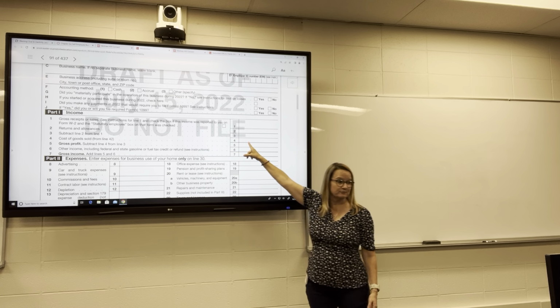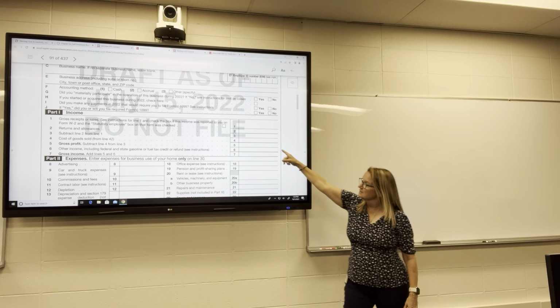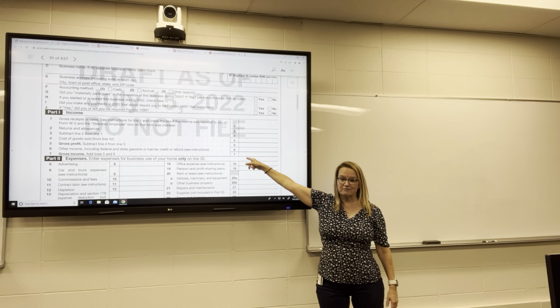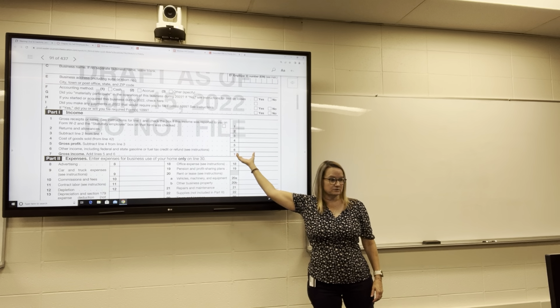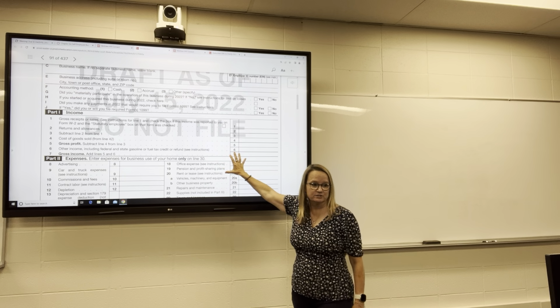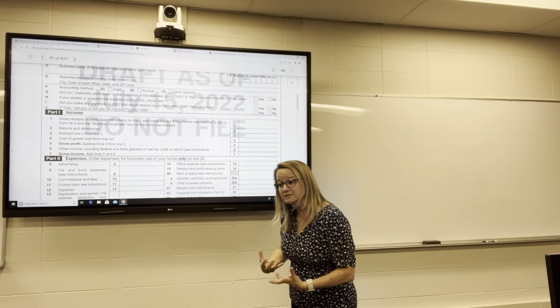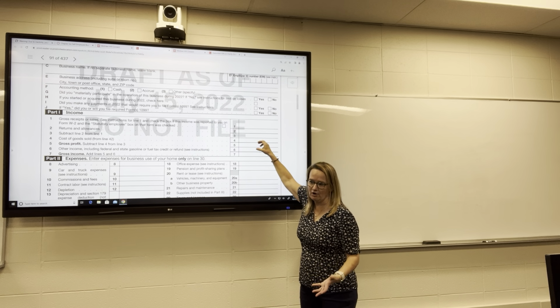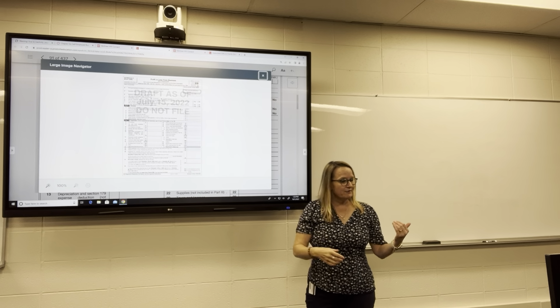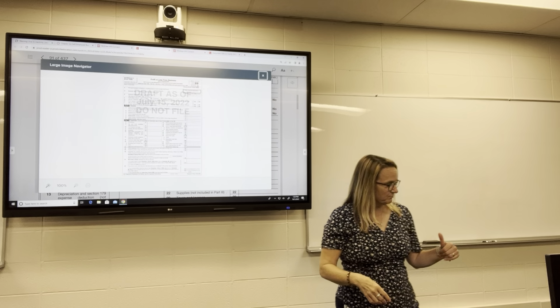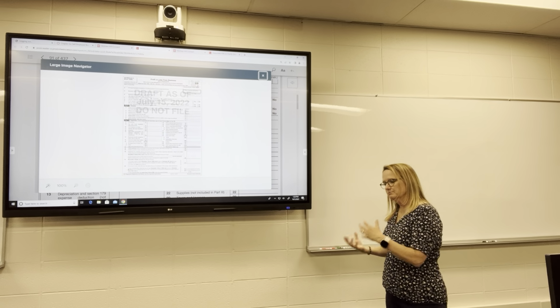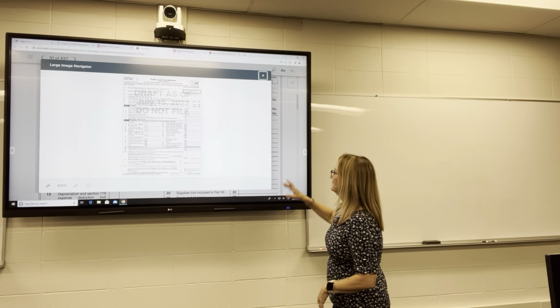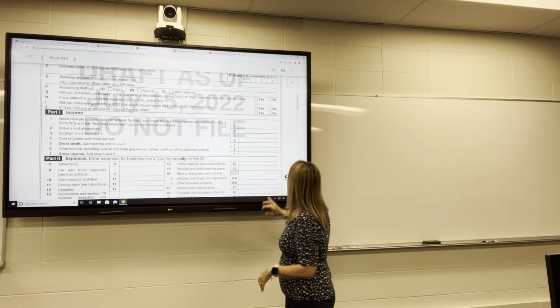Does any of this look familiar? Returns and allowances, cost of goods sold, gross profit. So we're looking at cost of goods sold here. If it's a service business, we're probably not going to enter anything. We don't really have cost of goods sold. If, however, we're manufacturing something or reselling items, then we are going to have a cost of goods sold section.